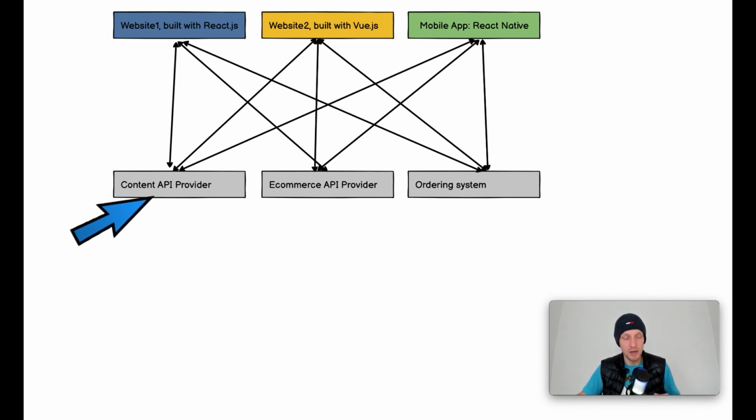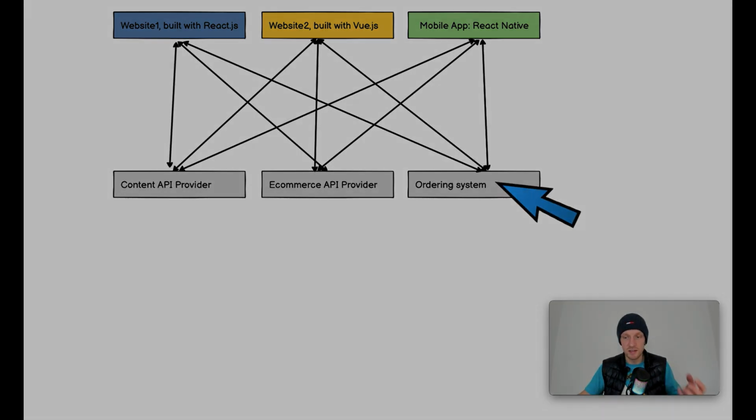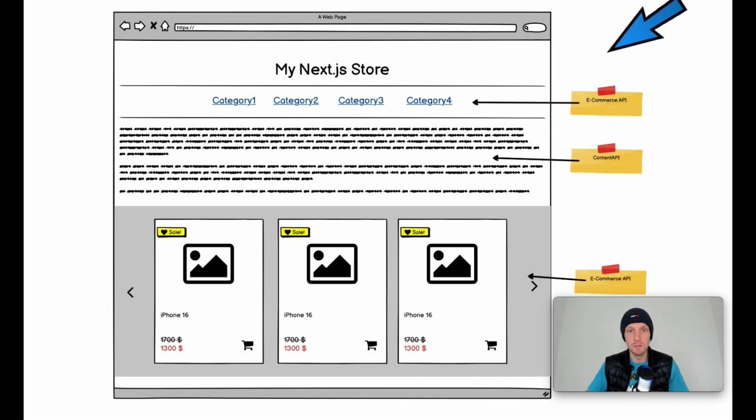static data might be fetched from content API, for example, from CMSs like Strapi, Sanity, and so on. E-commerce catalog data might be fetched from, for example, Boundless Commerce. And when a customer places an order, data might be pushed, for example, to the Boundless Commerce or any other ordering systems.